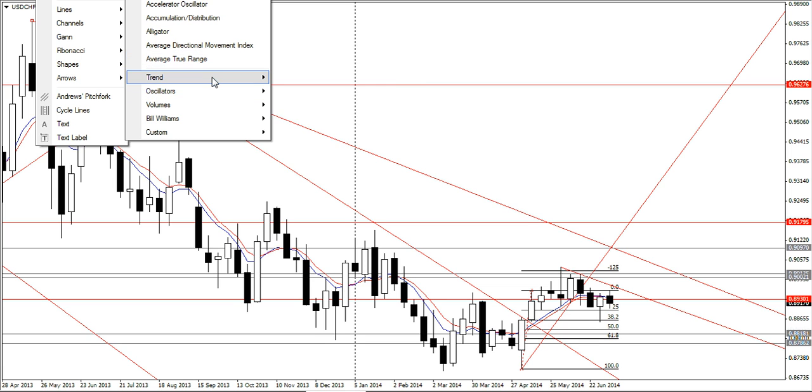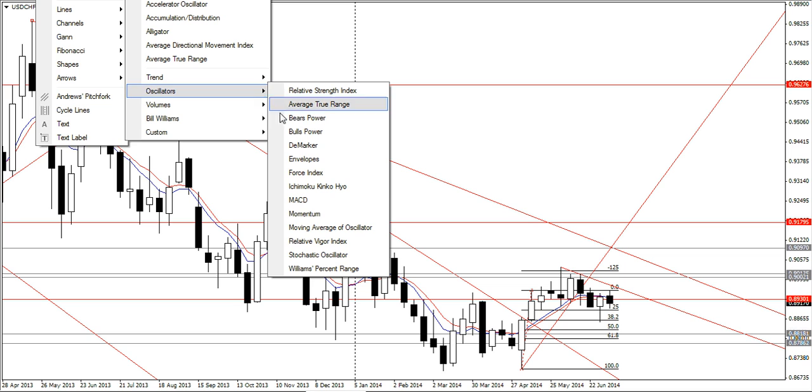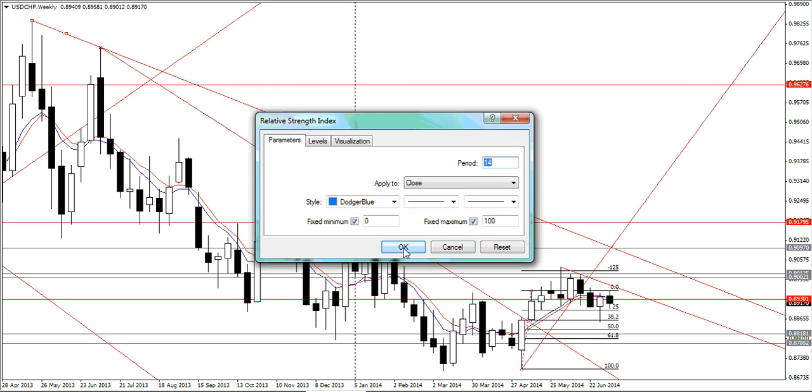Come on, I know you're in here somewhere. There we go. RSI. Put it in.